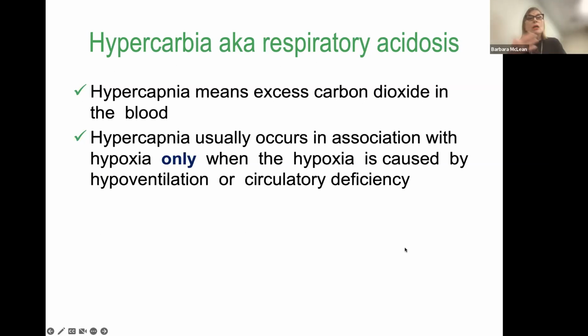decisions. Okay, so we understand that when the term hypercapnia is used, typically we mean that there's excessive CO2 in the arterialized blood, and that hypercapnia usually occurs in association with hypoxia when I am hypoventilated or if I have a circulatory deficiency. So I have a poor blood flow dynamic or I am not appropriately ventilating my alveoli.